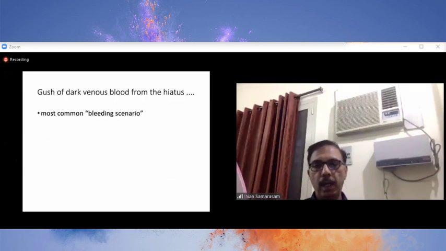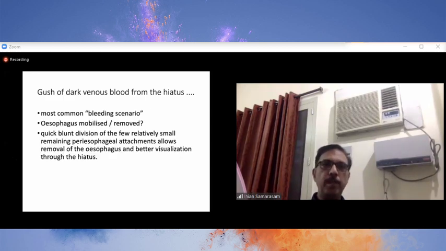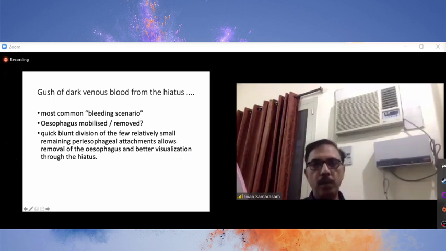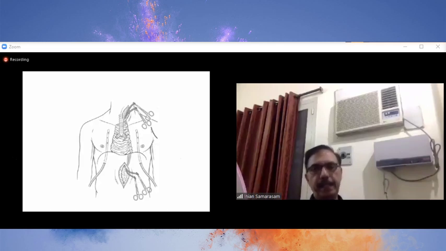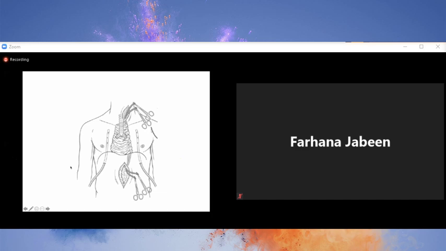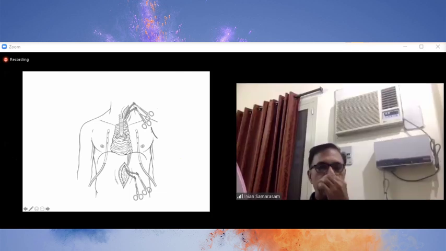So when you have bleeding, just be mindful that there can be three scenarios. The most common is, of course, venous bleeding. If you have dark venous blood, you need to ask, is the esophagus mobilized or removed? If you're almost towards the end of it, quickly mobilize and remove the esophagus and pack. Basically, you should be able to pack the chest cavity with the neck already open. You can pack from the top, and pack from the bottom as well. And that should control the bleeding.